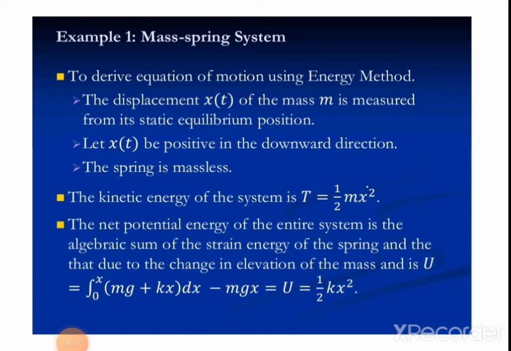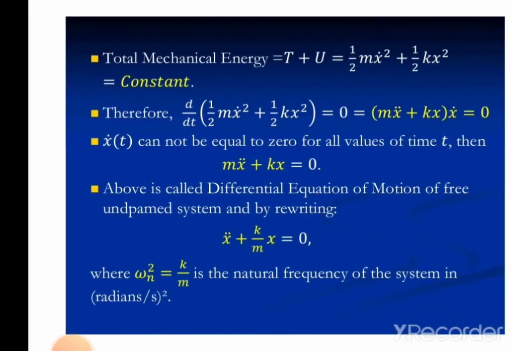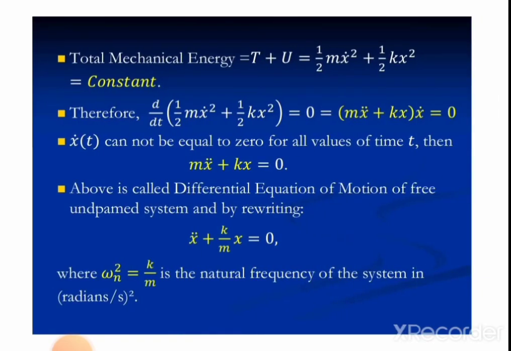Consider the first example, that of the mass-spring system. We are going to derive the equation of motion using the energy method. Suppose displacement x of mass m is measured from its static equilibrium position. Here we consider the spring as massless, then we can obtain kinetic energy T is equal to 1 by 2 m x dot square, where x dot is the derivative with respect to t. Here we obtain the equation of motion of the free undamped system, taking help of the concept of conservation of energy.